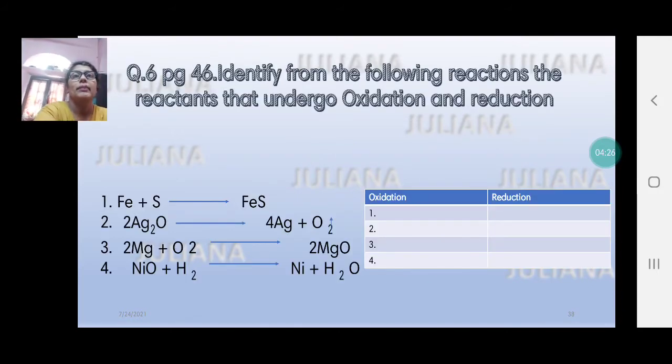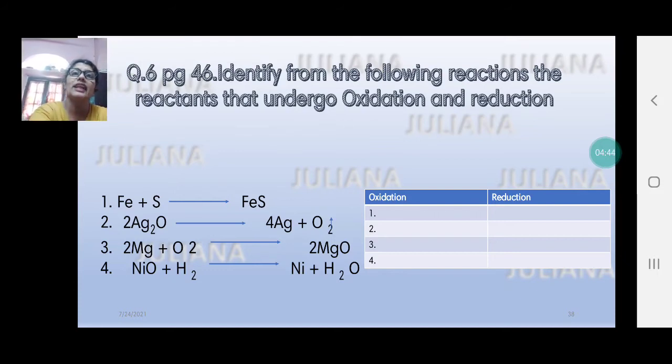Okay, so here on page 46 you have this question 6. Identify from the following reactions the reactants that undergo oxidation and the ones that are undergoing reduction. You may find both happening in the same equation or you may find any one happening.